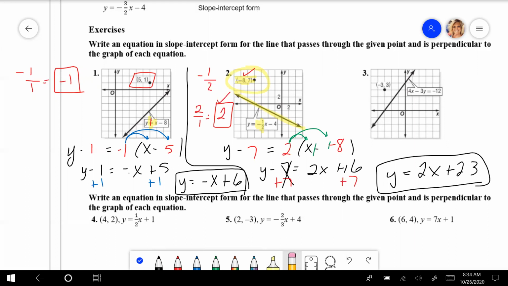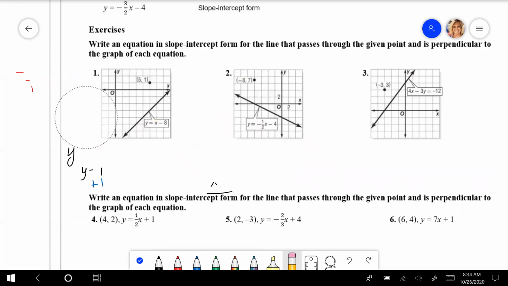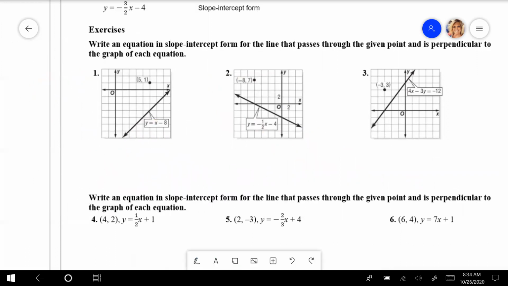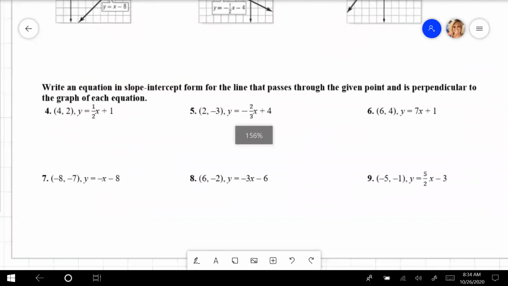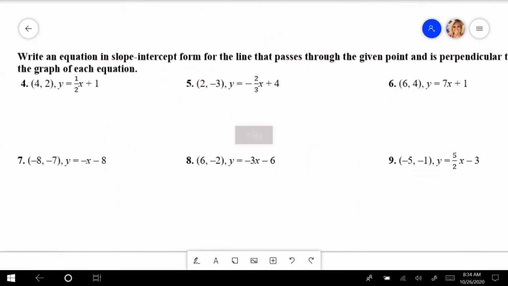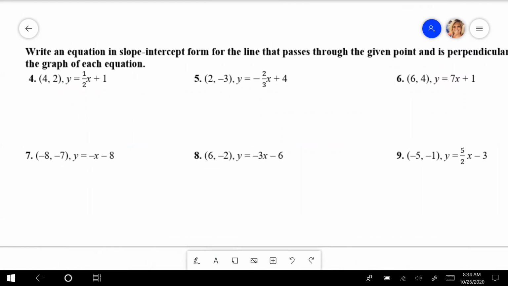All right, we're not going to do number 3. Let's skip down here. All right, let's look at number 4. Let's do this for 4, 5, and 6. For 4, 5, and 6, let's just find the slope of the perpendicular line.